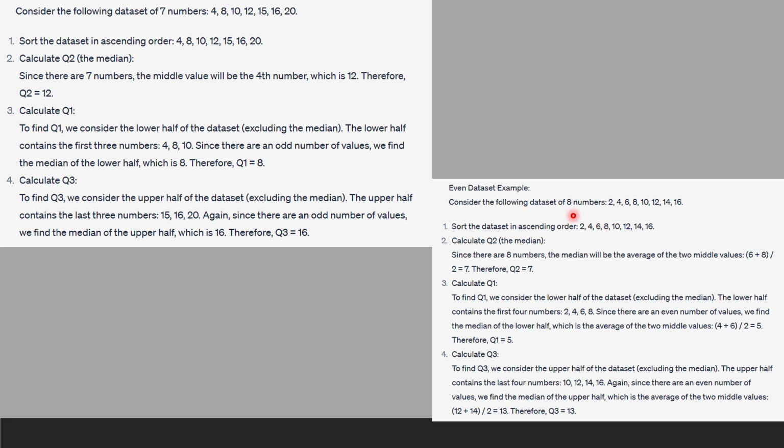In the case of even, we take the middle two values and average them. In this case it is 6 plus 8 divided by 2, that is 14 divided by 2, which is 7. That is Q2. Similarly, the lower half and the upper half are divided. The lower half middle value is 4 plus 6 divided by 2, and the upper half is 12 plus 14 divided by 2. So Q3 is 13 and Q1 is 5. This is how you calculate the quartiles.